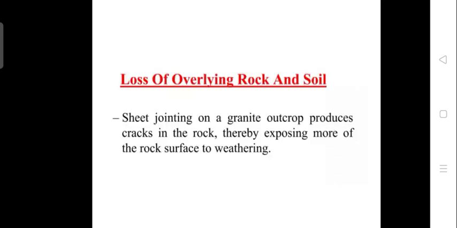Next is loss of overlying rock and soil. When some rocks have a sheet jointing structure, that sheet-like structure slowly begins to fall apart due to erosion, degradation, decomposition and all. So it may lose exposure to the weathering.